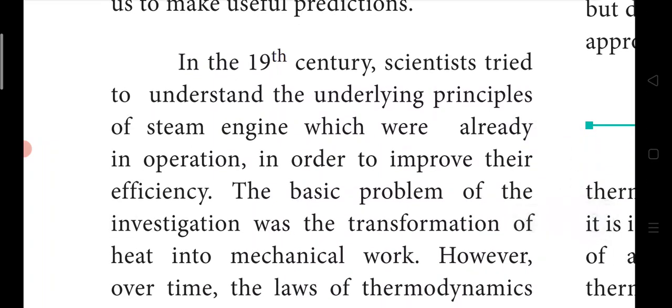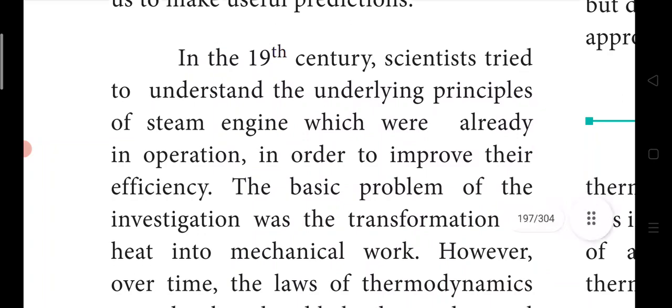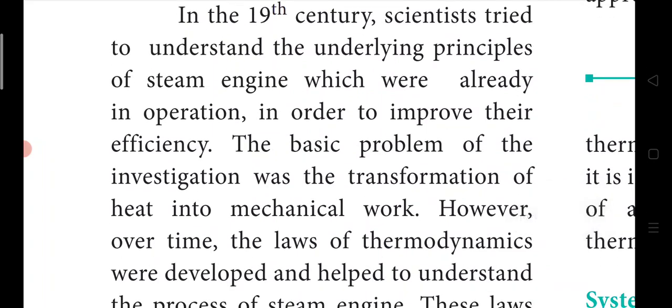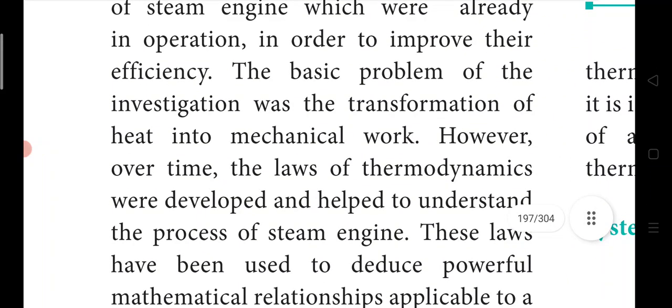In the 19th century, scientists tried to understand the underlying principle of steam engines, which were already in operation, in order to improve their efficiency. So they were trying to understand the principle of the steam engine, and they wanted to improve its efficiency, which means the speed or the work output. The basic problem of the investigation was the transformation of heat into mechanical energy. So how does this steam engine work? The heat energy is converted into mechanical energy, so they needed to work on that.